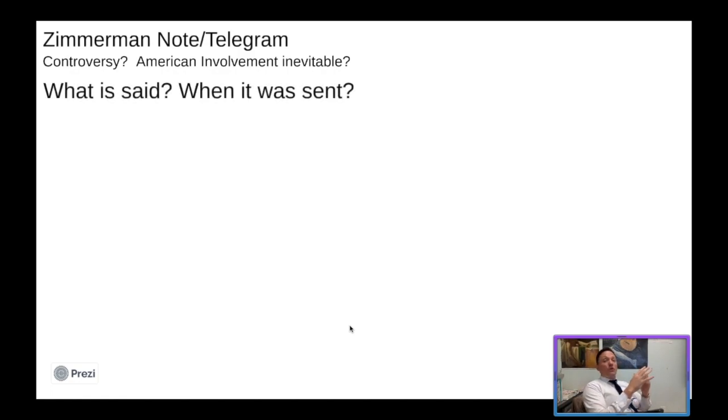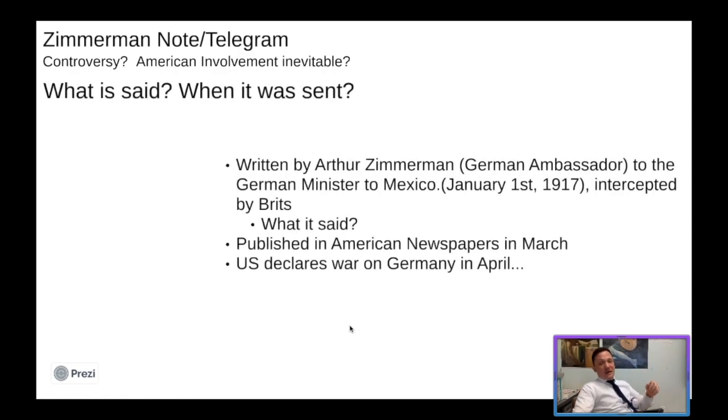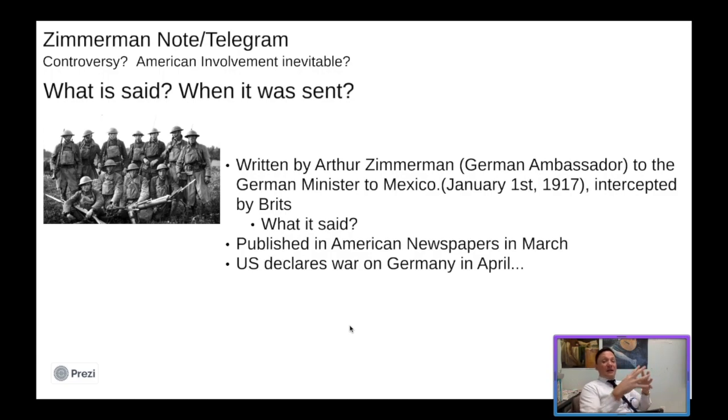So going into it, let's talk about what it said, let's talk about when it was sent, right? So it was written by a man by the name of Arthur Zimmerman, who is a German ambassador. And it was written to the German minister to Mexico. So just to give you a heads up, ambassadors have offices all over the world, right? And there are ambassadors for each country back to their home country, right? For example, if I wanted to go off and be the ambassador to Germany for America, I would then move to Germany, and then literally the ambassadors from the United States would communicate with me while I was in Germany, right? So this is kind of that situation.